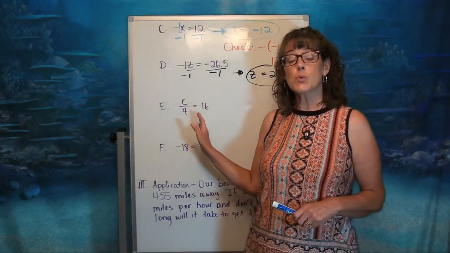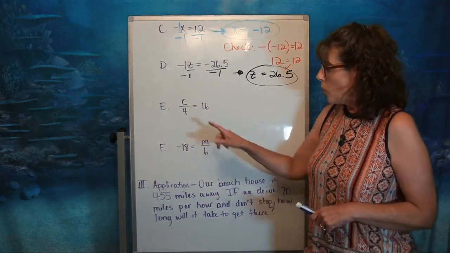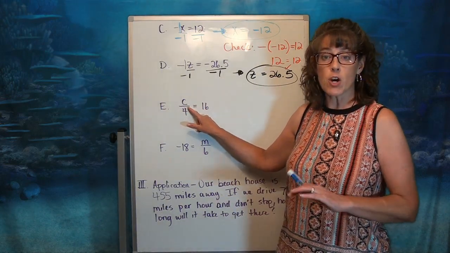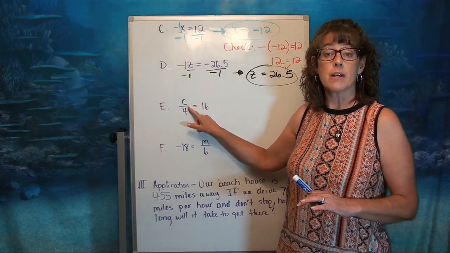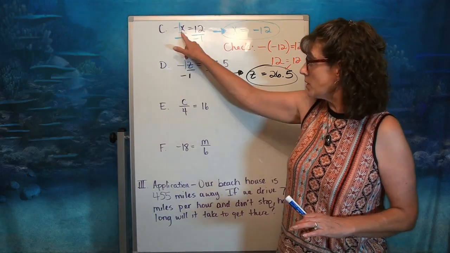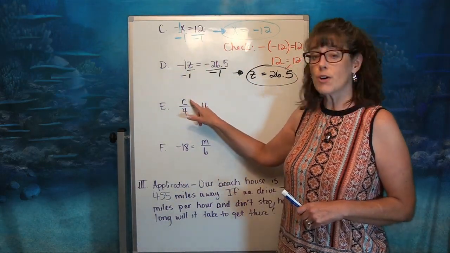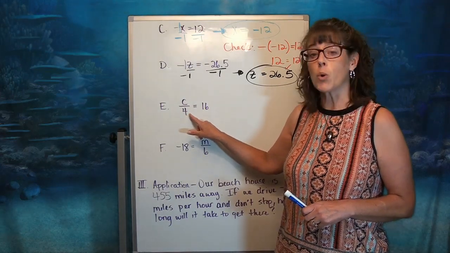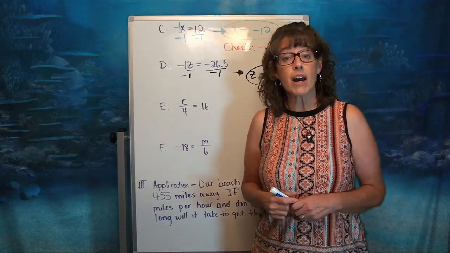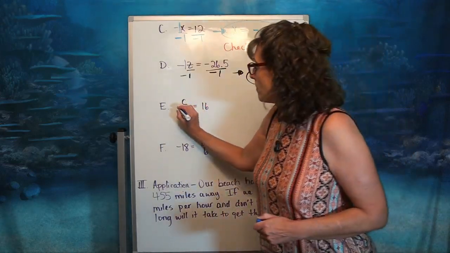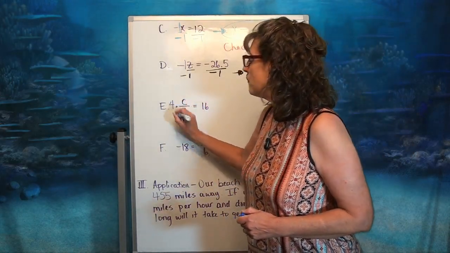Now notice in this one, we're switching gears a little bit. What has been done to this variable? What does this bar mean? We've talked about this before. What does the bar mean? Yes, it means division. That's what we did here. We divided here, we divided here. The bar always means division. So we've taken this variable and divided by 4. So what's the opposite of dividing by 4? Absolutely, multiplying by 4. So I'm going to multiply this side by 4.